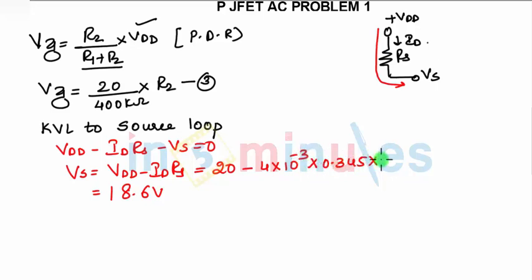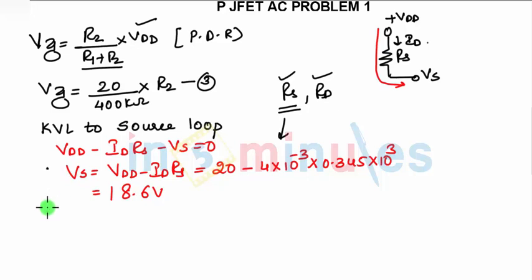Now in this question, if you make a mistake while finding the value of RS or the value of RD, the error will propagate and the entire question will be wrong. So it is very important to find the values of RS and RD correctly. If the value of RS is wrong, you will get the value of Vs wrong and the error will propagate.